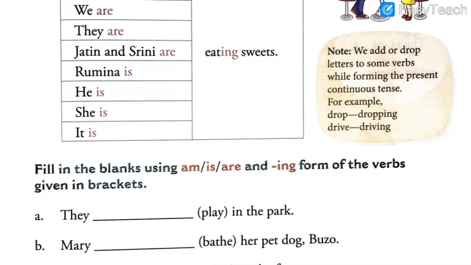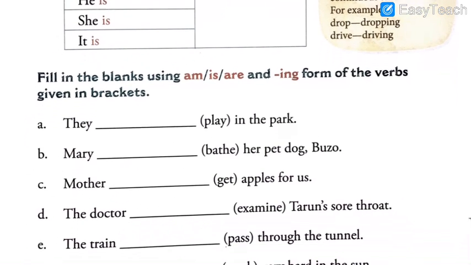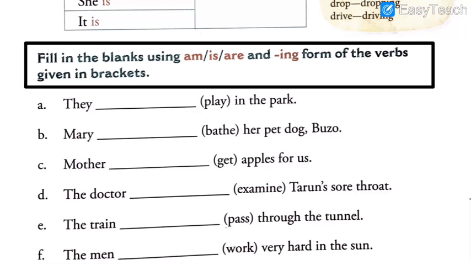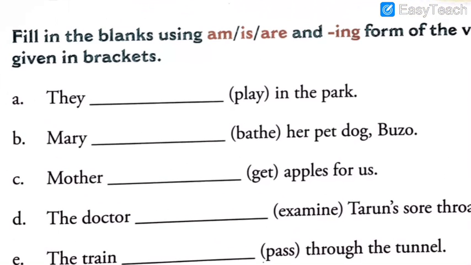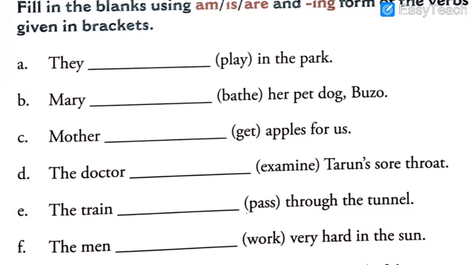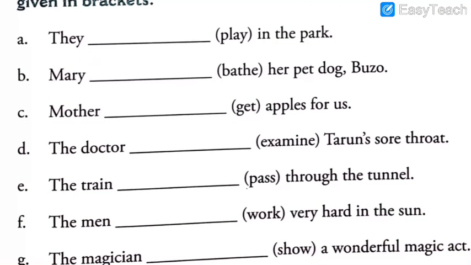Anyways, let us solve the blanks. You will get the detailed idea about this present continuous tense then. What do we have to do in this exercise? Fill in the blanks using am, is, are and the ing form of the verbs given in the brackets. Let us do it. I will zoom in and zoom out this book whenever I feel it is necessary. Sentence A. Students, I will solve 1 and 2 and then in each blank I will give you 3 to 4 seconds of time to write it on your own.